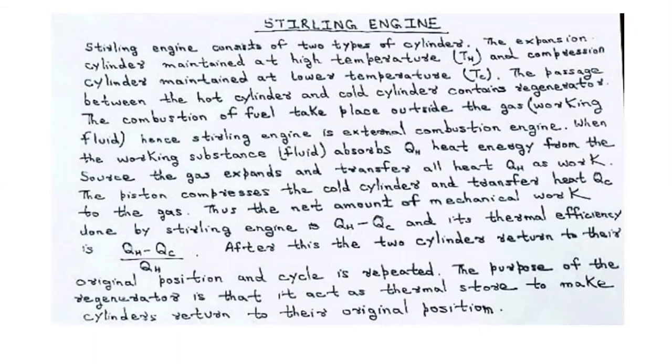Now, when the working substance या fluid absorbs QH heat energy from the source, the gas expands and transfer all heat QH as work. The piston compresses the cold cylinder and transfer heat QC to the gas. Thus, the net amount of mechanical work done by Stirling engine is QH minus QC, and its thermal efficiency is QH minus QC upon QH.